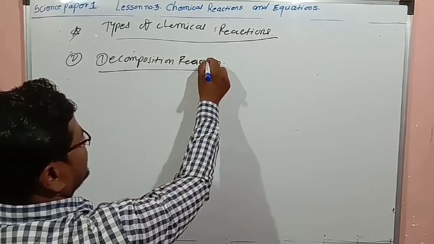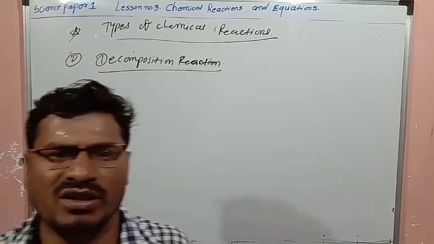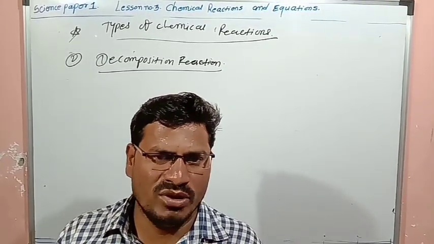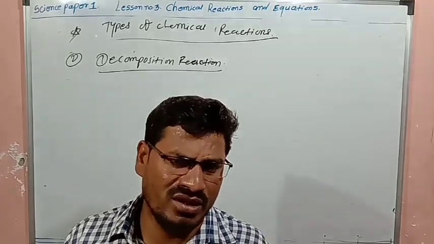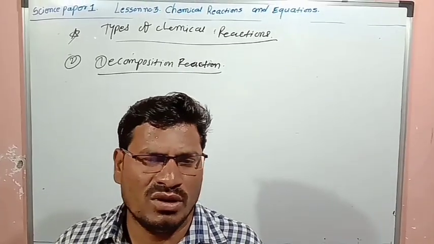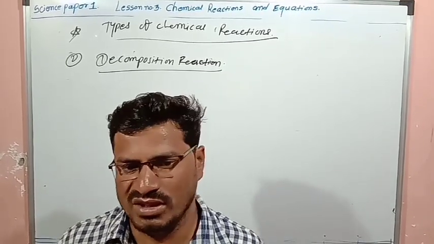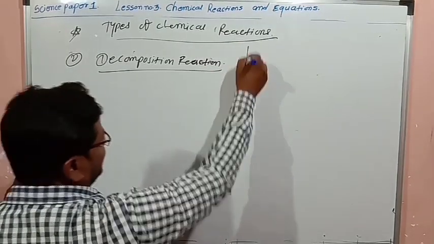So decomposition reaction: combination and decomposition are opposite reactions. In combination, a single product is obtained from two or more reactants. In decomposition, two or more products are obtained from a single reactant, just the opposite. So we are going to study some examples.